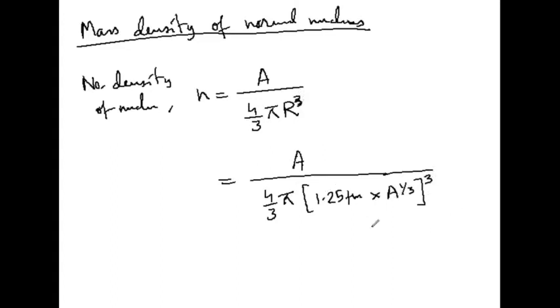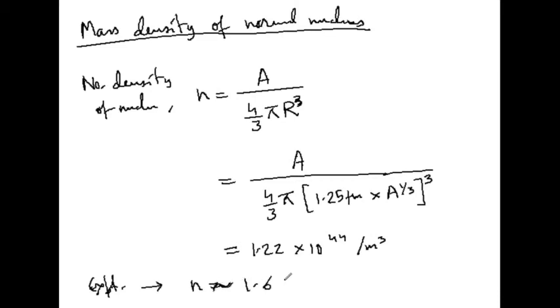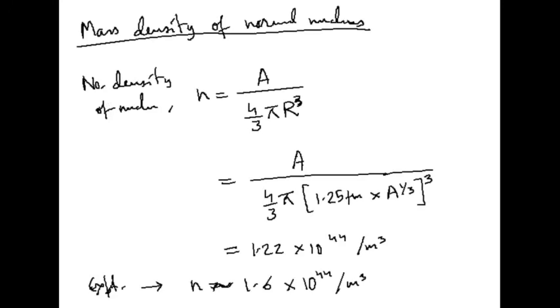So if we work it out, you will see the value comes out to be 1.22 into 10 to the power 44 per meter cube. Now experimentally it has been found that this value of n comes out to be around 1.6 into 10 to the power 44 per meter cube. So we will use this number right now. This was basically the number density of the nucleon.